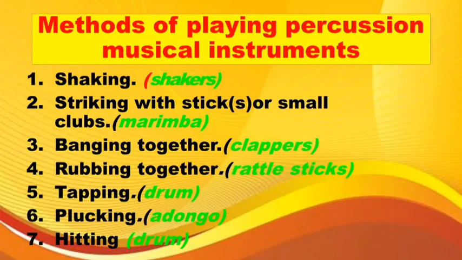Plucking. Mostly plucking is used when we are playing string instruments. But also we have an exceptional percussion musical instrument, adongo. Adongo is played by plucking. We also have hitting. You can hit a drum using sticks. You can hit marimba using small sticks.